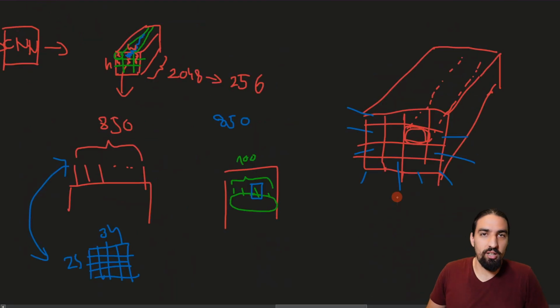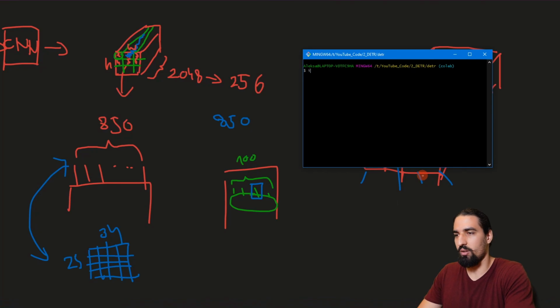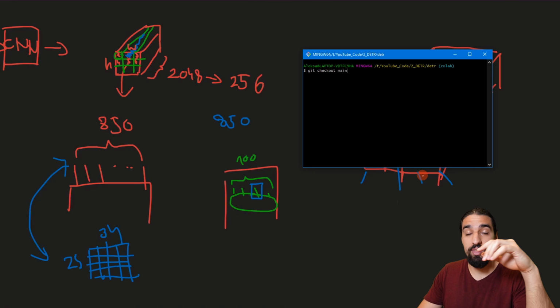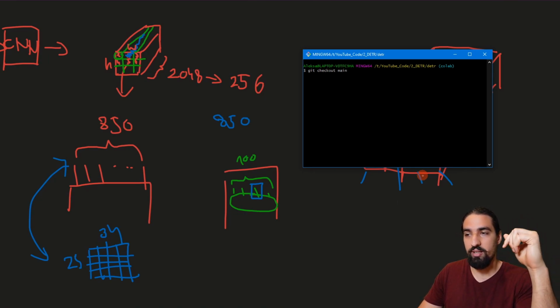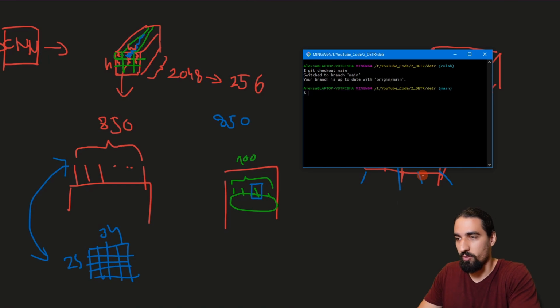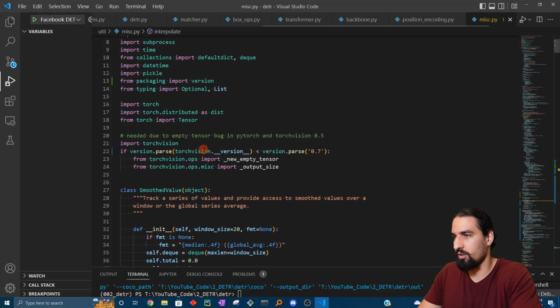Cool, now let's start digging through the actual code base. For that, I'll first have to check out the main branch, because the Colabs, the Jupyter notebooks, are checked into the Colab branch. So if I do git checkout main, now I'll be able to find the code that I need.